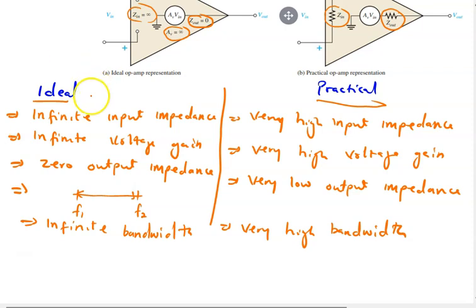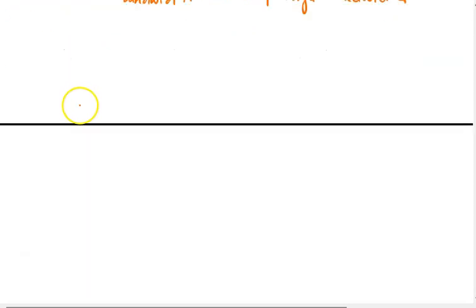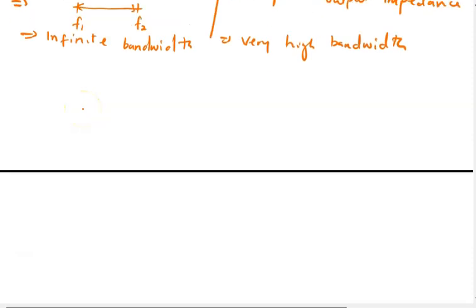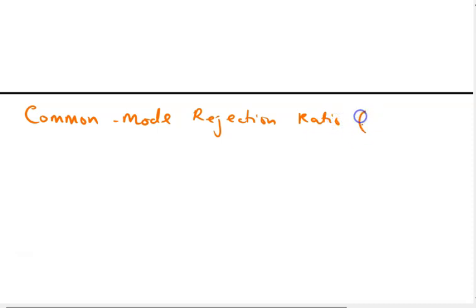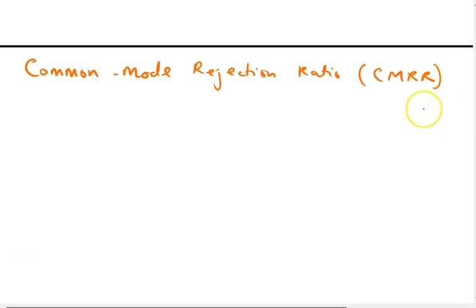The next thing that I want to talk about with the op amp is what is termed the common mode rejection ratio, right? It's also very, very important. That is the common mode rejection ratio, which is popularly known as CMRR. CMRR, right? That is the common mode rejection ratio.